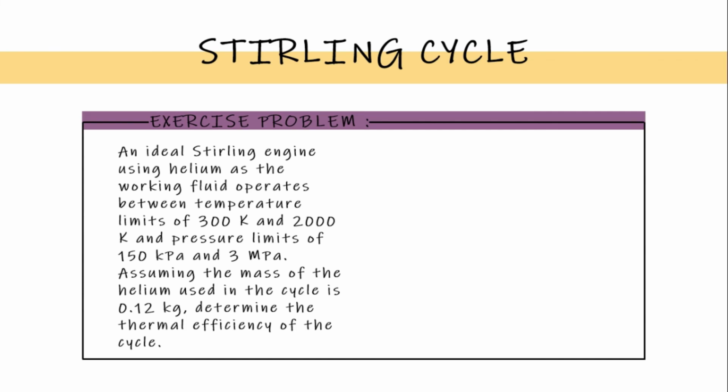So we have an exercise problem here, so answer it by yourself. An ideal Stirling engine using helium as the working fluid operates between temperature limits of 300 Kelvin and 2000 Kelvin, and the pressure limits of 150 kilopascal and 3 megapascal. Assuming the mass of the helium used in the cycle is 0.12 kilograms, determine the thermal efficiency of the cycle, or the EC.